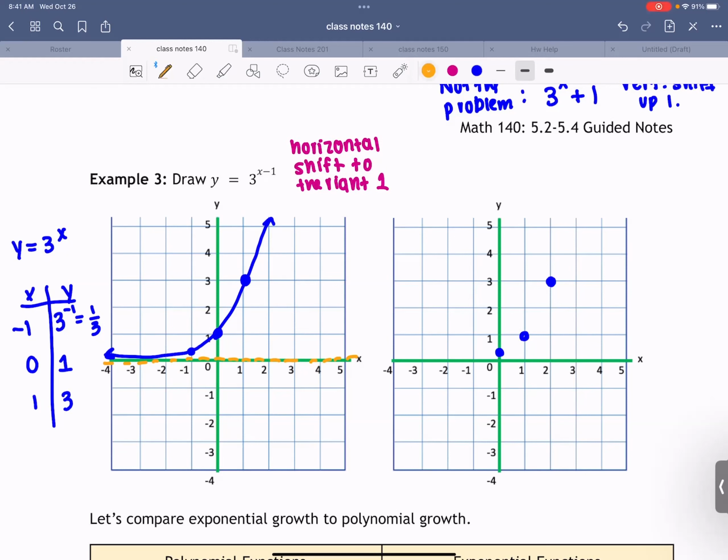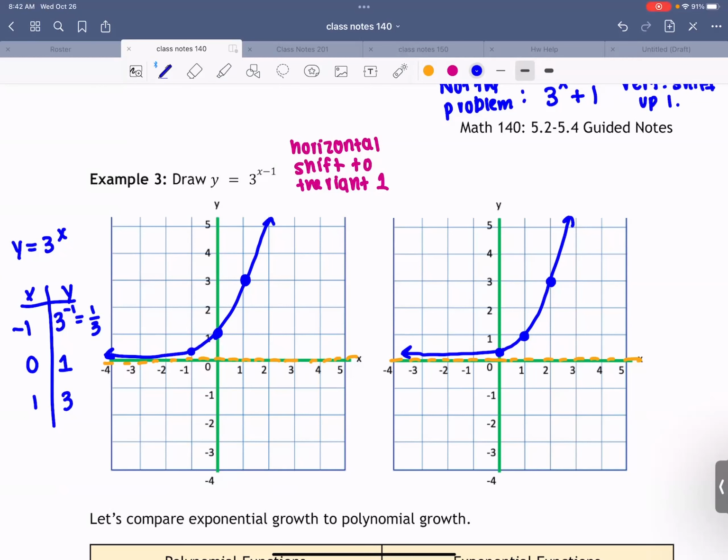Now, we can also take our x-axis or our asymptote and shift it over to the right. But since it's a horizontal line, shifting a horizontal line to the right isn't going to do anything, right? So that's going to go here. All right. All we have to do is connect our dots. And this is my new exponential function. Any questions on these guys here? All right.